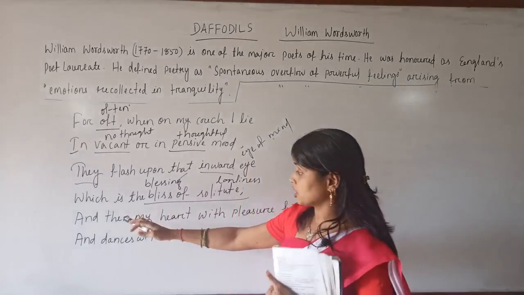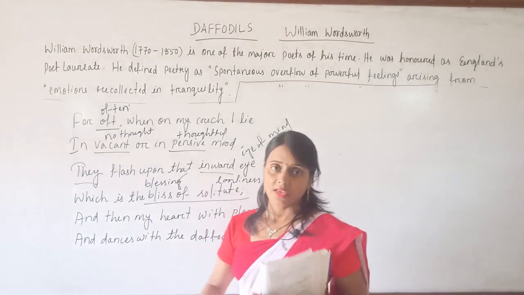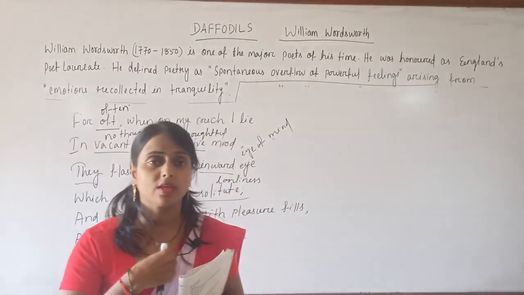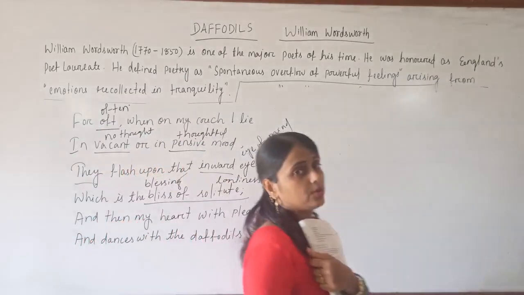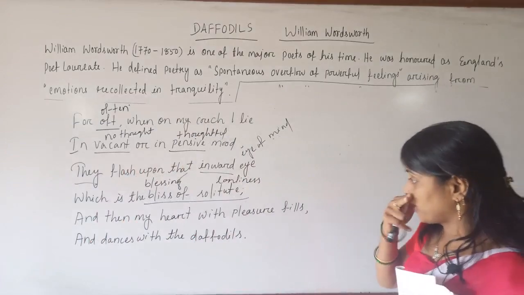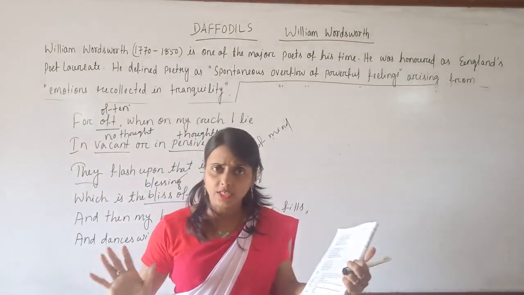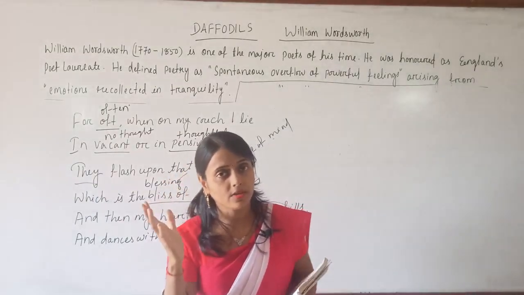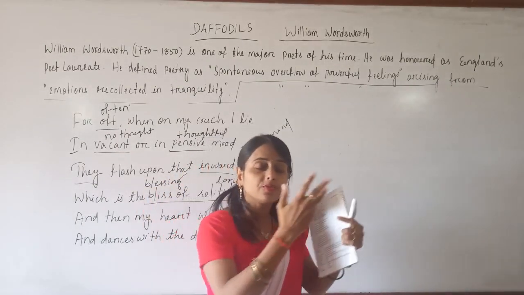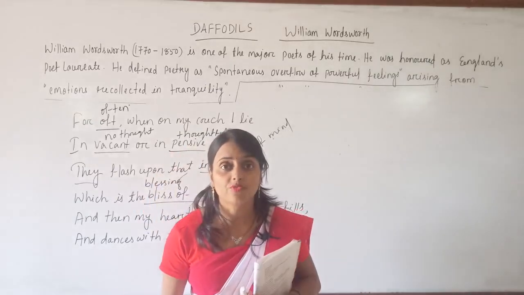So here it is mentioned, and then my heart with pleasure fills. At that time his heart fills with pleasure. Pleasure is referring to happiness. His heart is being filled with extreme happiness, and dances with the daffodil. Physically he was not dancing, but by closing his eyes or by sitting, by thinking on the daffodil, he could see the daffodils are dancing and he is also dancing like anything in the field.